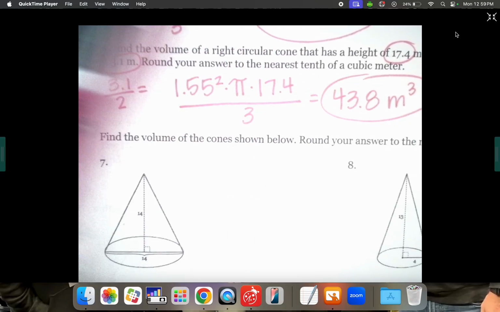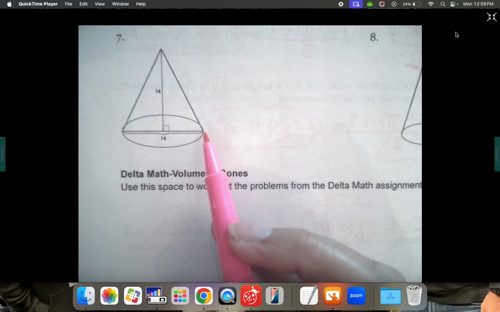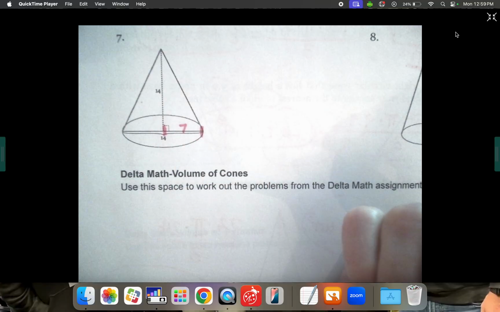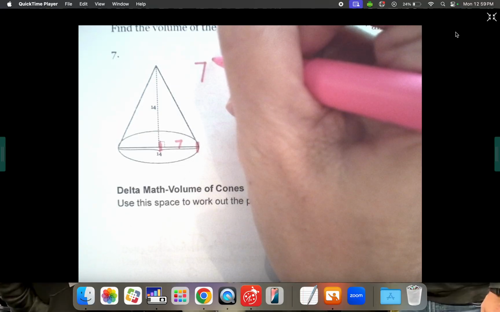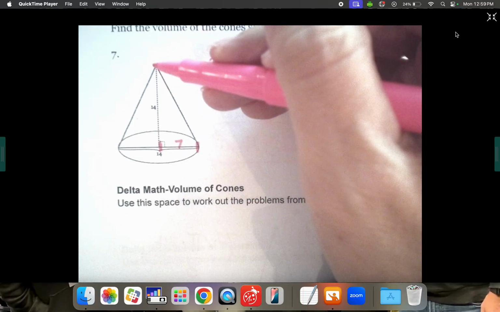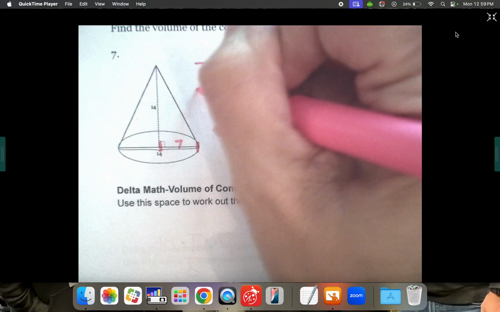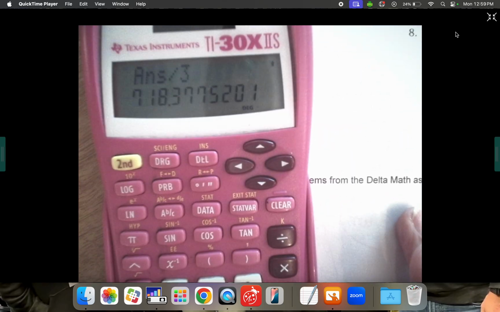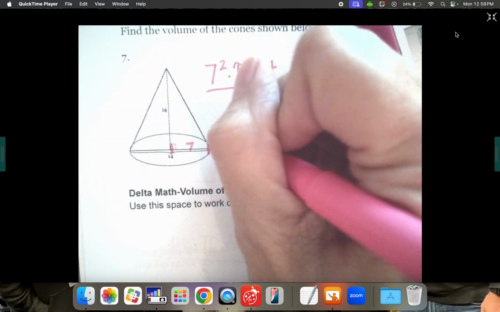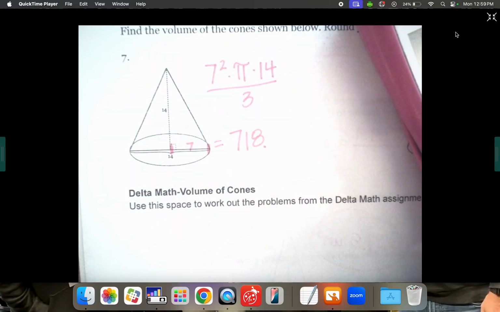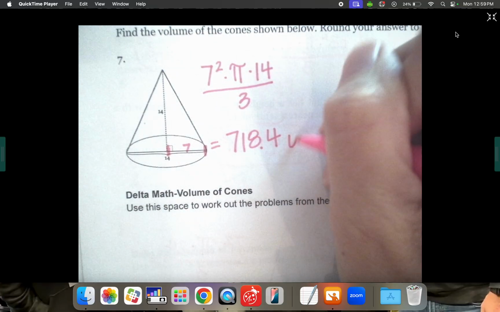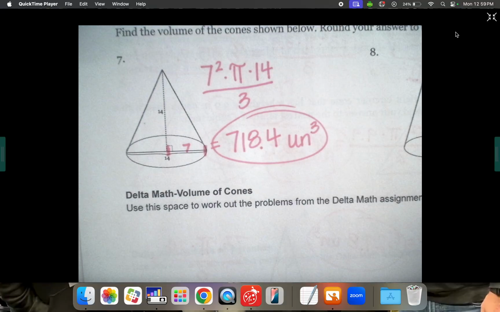Okay, let's look at the last two. This one gives us a diameter. Sorry, we can't use a diameter. I can only use a radius, which is half of it, which would make it 7. Half of 14 is 7. So we're going to take 7 squared times pi times the height, which is 14, and then divide that whole thing by 3. So 7 squared times pi times 14 equals, divided by 3, equals 718.3, but the 7 after the 3 is going to bump it up to 718.4. And I don't know the label, so it's just cubic units.